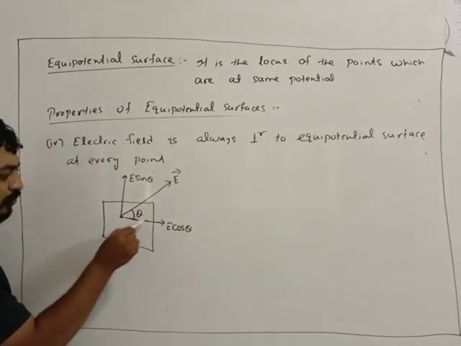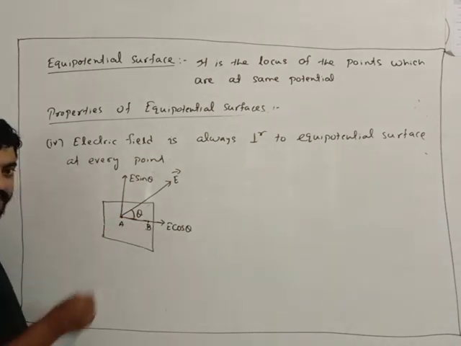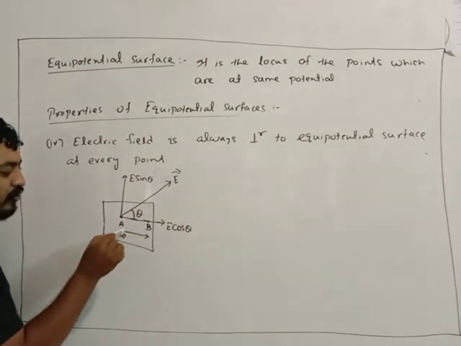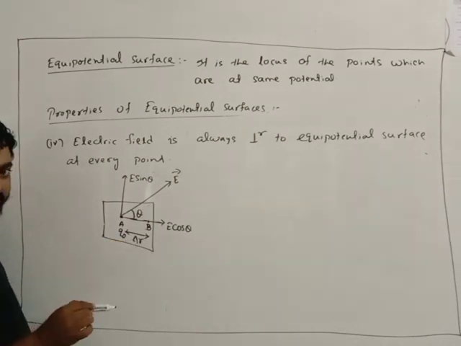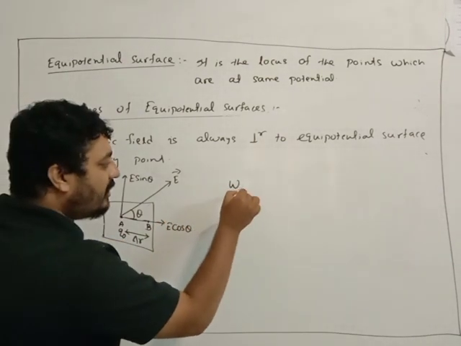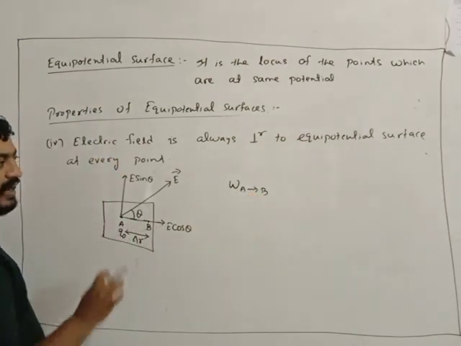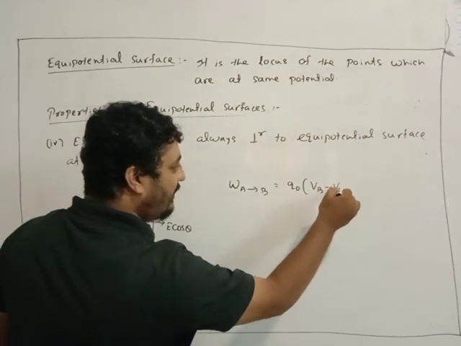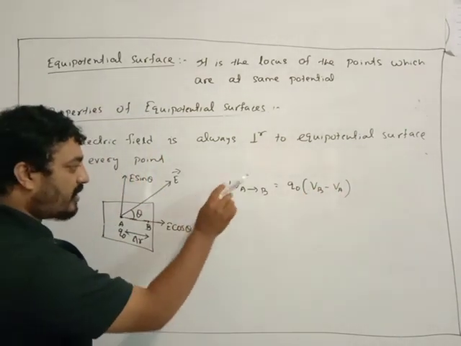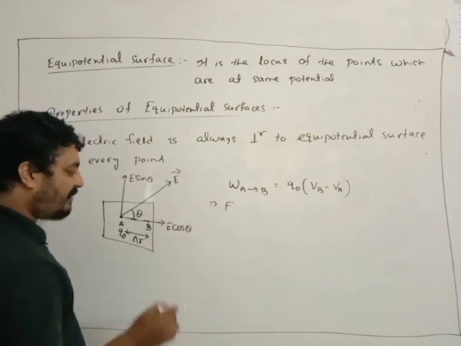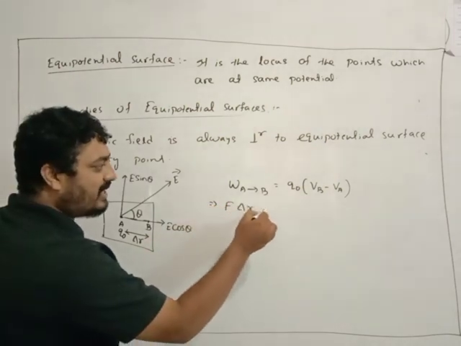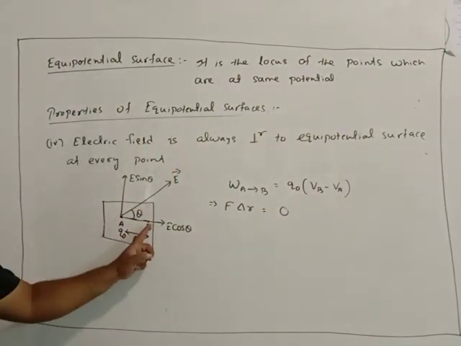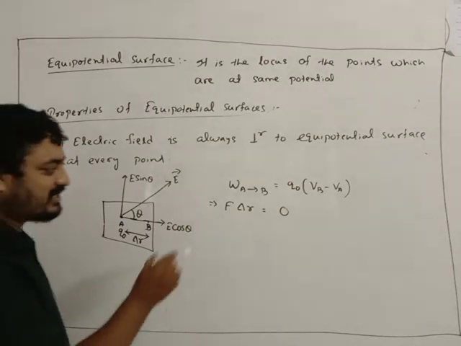Now consider two points A and B on the surface here. So a charge Q naught is moved from A to B and this distance is delta R. Now work done by moving the charge Q naught from A to B equals Q naught into Vb minus Va, but work equals force into displacement, so it is F delta R, but Vb minus Va equals 0 because A and B are on the same equipotential surface.